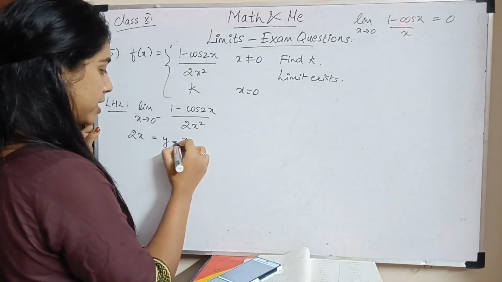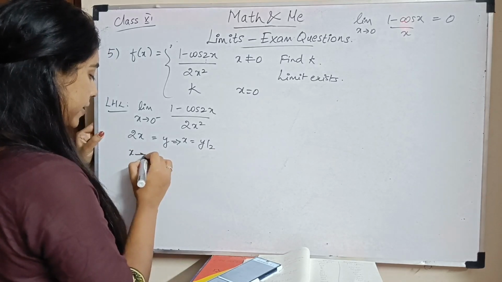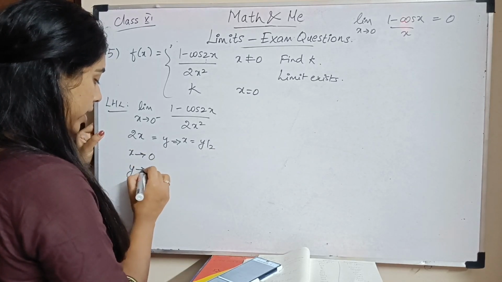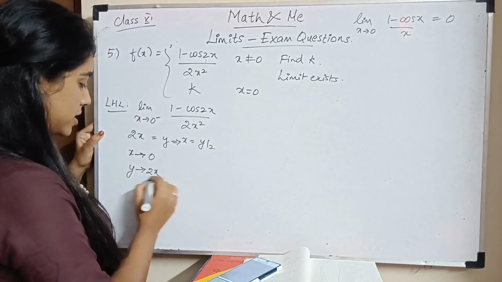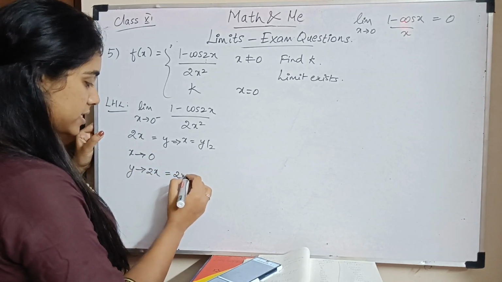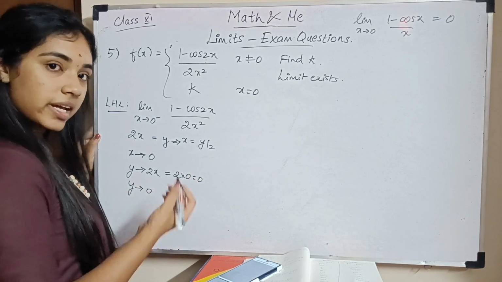So what will your x become? x becomes y by 2. So what will happen to the limit? If x tends to 0, then y will tend to 2x, right? y is equal to 2x, which means 2 into 0 is 0. So y will tend to 0. So now the limit has changed, and the variable has also changed.